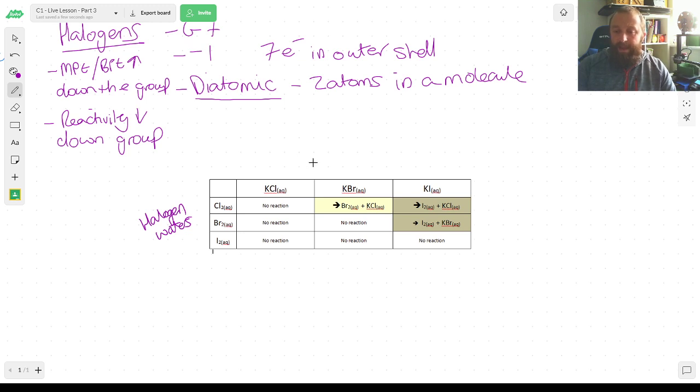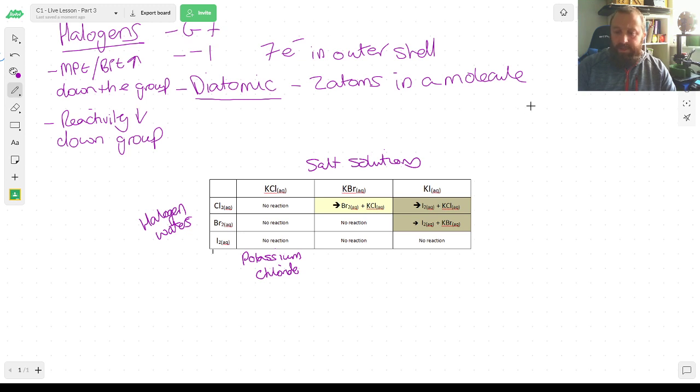What we have over here then is our salt solutions. I've kept it really simple. I've just gone for the potassium halides: potassium chloride, potassium bromide, potassium iodide. I've used the chemical formulas because I think it's good you get familiar with these. But if you are struggling with remembering those, feel free to write these out as notes using the word equations instead of the symbol equations.